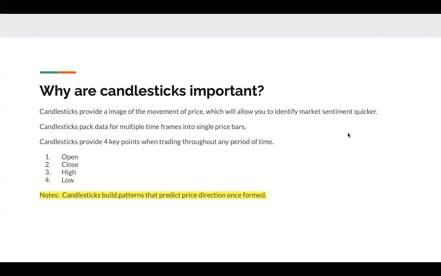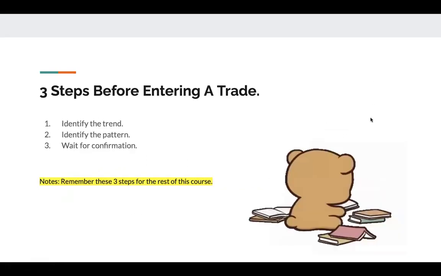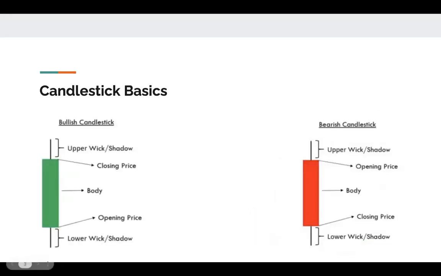And if you want to put this down in your notes, candlesticks build patterns that predict price direction once formed. So when we talk about chart patterns, you're putting all the candlesticks into a pattern, and it's basically giving you a prediction of price action, right? Everybody following me so far? I need y'all to know this part.